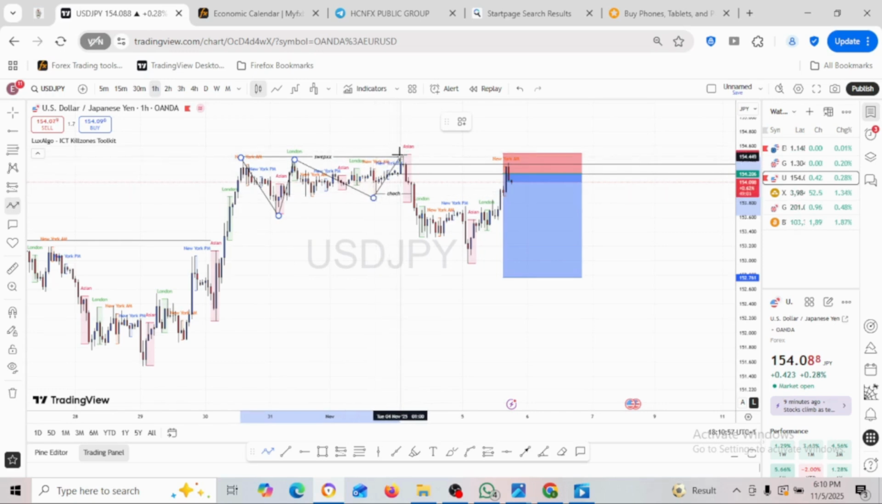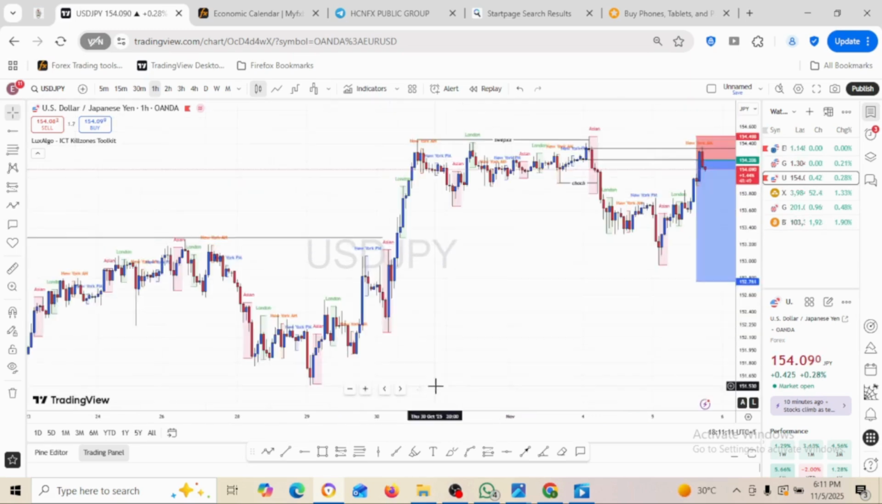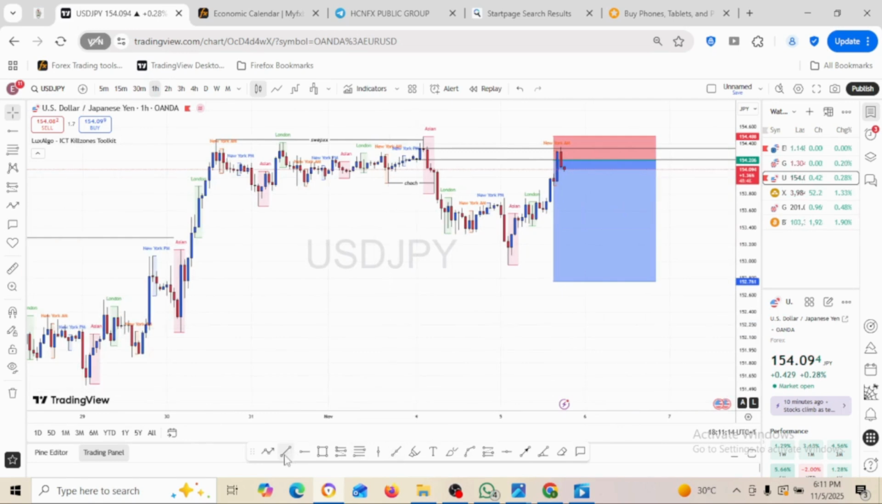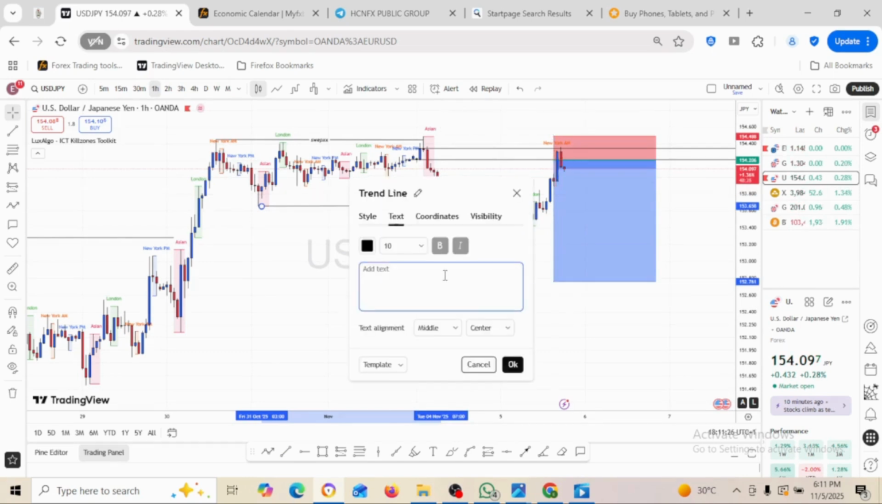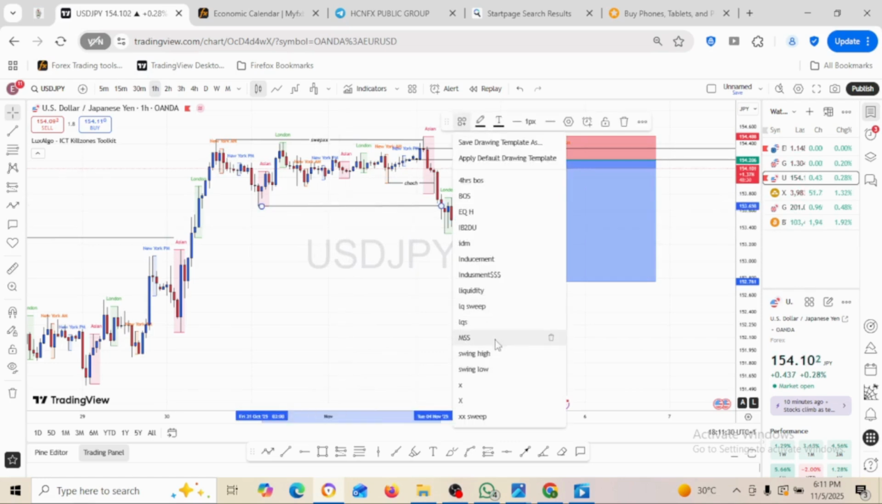We had Asian sweeping above those relative equal highs, and now after that we started having internal change of character. And this was where we had what? We had the external change of character. This was where we had the external change of character, and I had given this entry out on my group since day before yesterday.